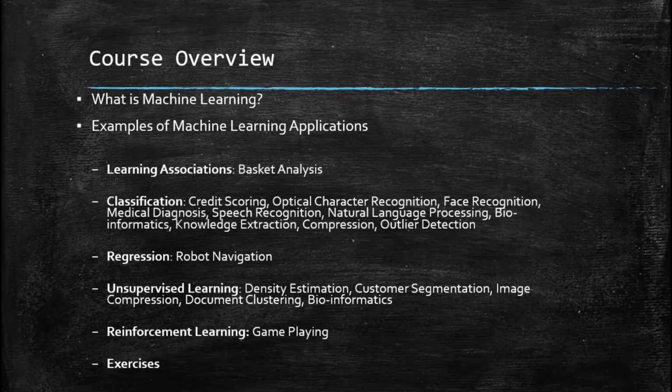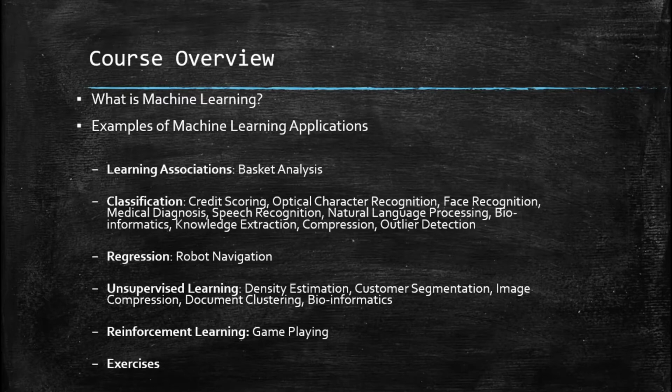Later, we will talk about examples of machine learning applications. More specifically, we will talk about learning associations, where we're going to talk about the example of basket analysis. Later on, we will focus on classification. In classification, we will talk about different applications such as credit scoring, optical character recognition, face recognition, medical diagnosis, speech recognition, and so on and so forth.